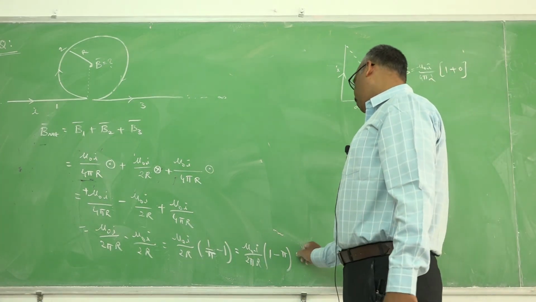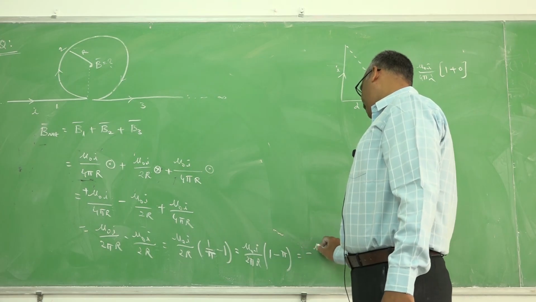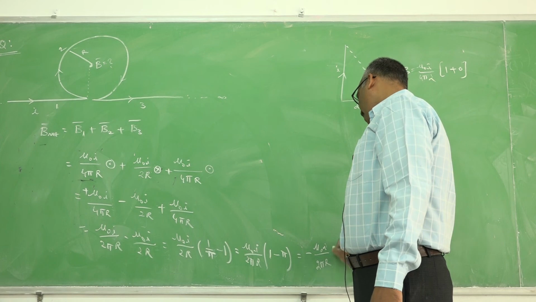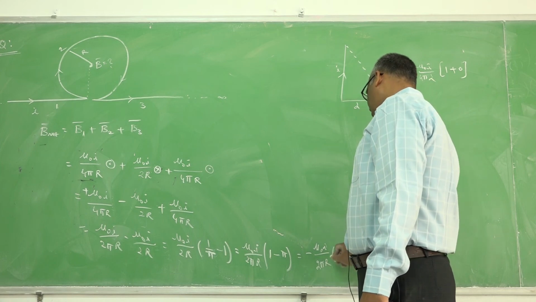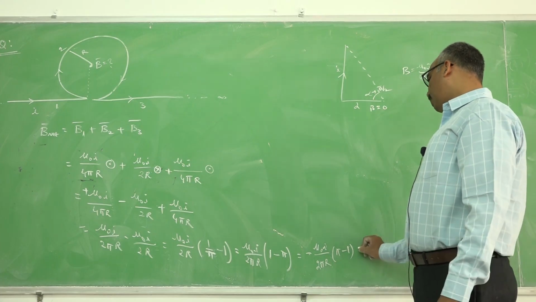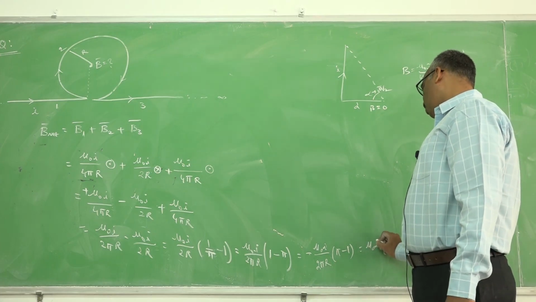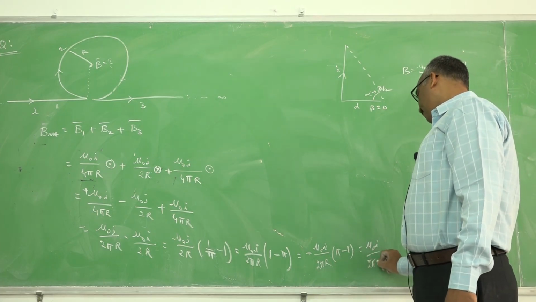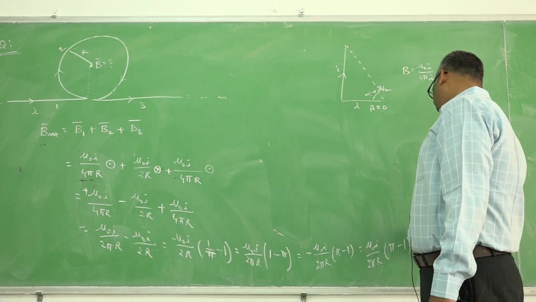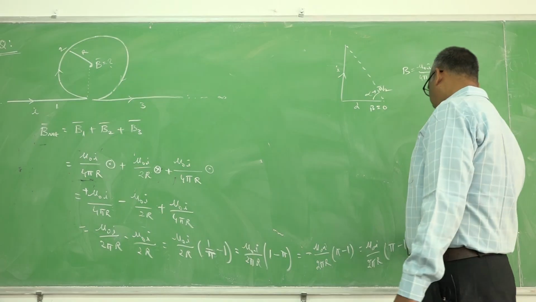Otherwise, if you take minus out, mu naught I by 2 pi r into pi minus 1, this minus is indicating magnetic field is into the paper. So mu naught I by 2 pi r into pi minus 1 into the paper. By removing minus, I kept into the paper.